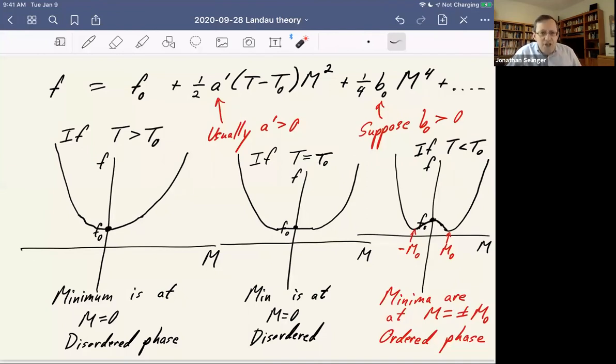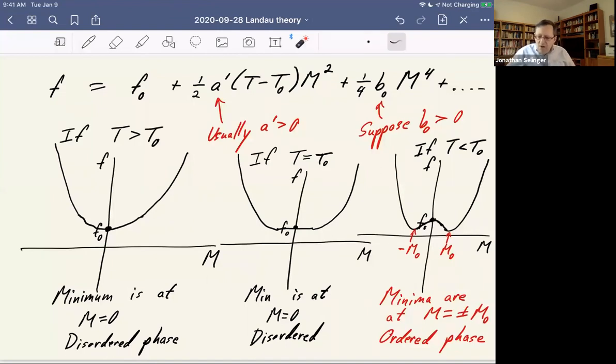Physics doesn't usually work that way, right? Usually, high temperature favors a high entropy state, which means a disordered state. So in these normal physical situations, A prime is positive. Right? There could be a few weird exceptions, but this is the typical kind of physical behavior.